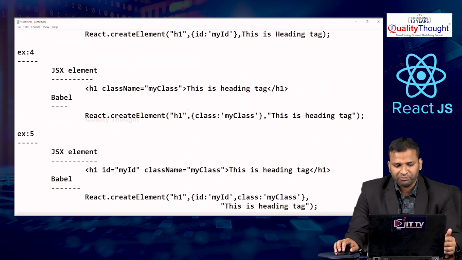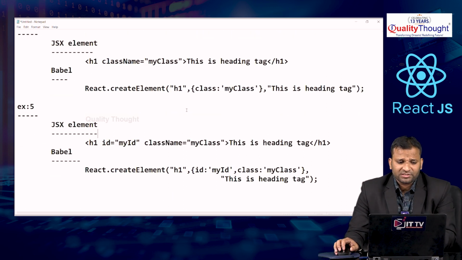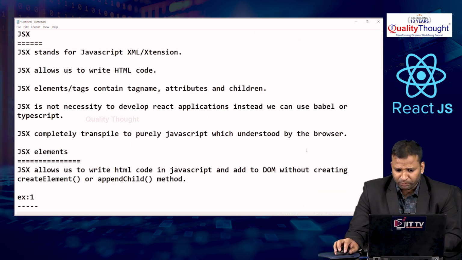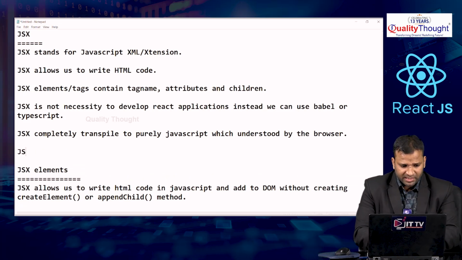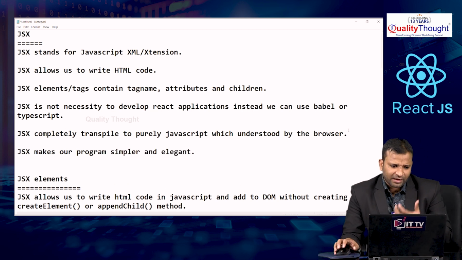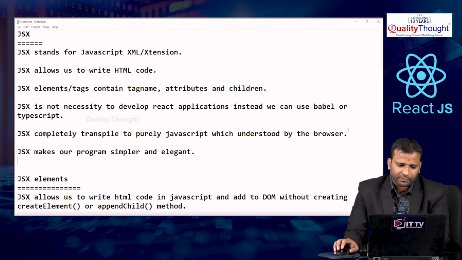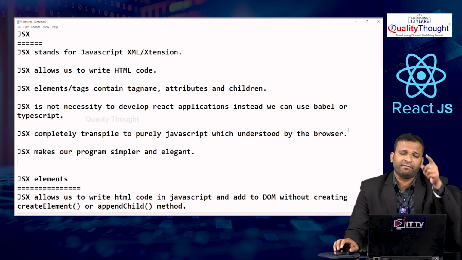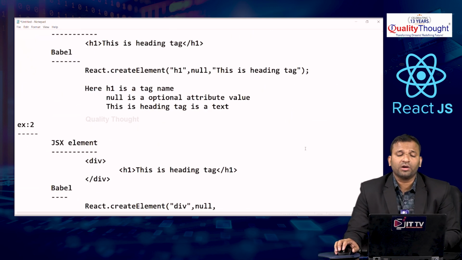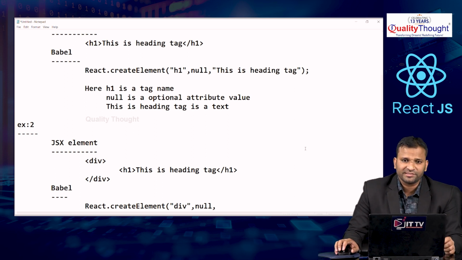So now we came to know that working with JSX is easier. That is the reason I will write one point: JSX makes our program simpler and elegant. It means with the help of JSX, we can develop our program in a very simple manner, so that a person who has knowledge of HTML can also understand this code easily. So that's the reason, initially we will try to use JSX.